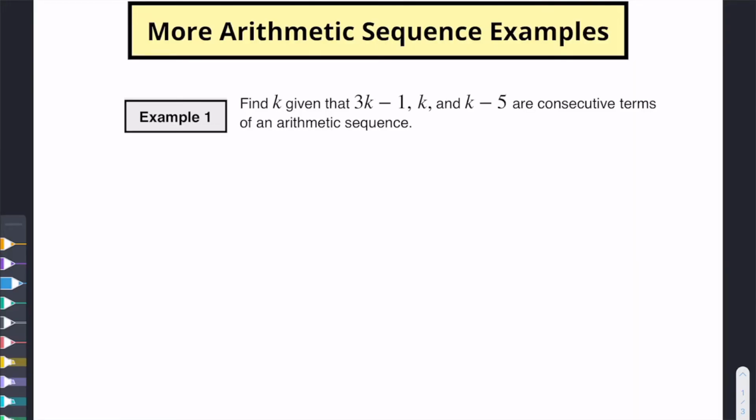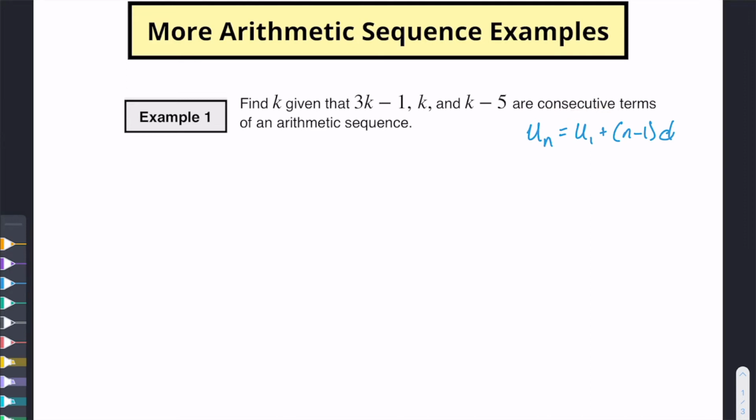Hey everybody, in this video we're going to go through a few more examples for arithmetic sequences. Let's get to it. From the previous videos we know that there was a general formula for any arithmetic sequence, and that was u of n is equal to u of 1 plus n minus 1 times d. Now in this case, we're given: find k given that 3k minus 1, k, and k minus 5 are consecutive terms in an arithmetic sequence.